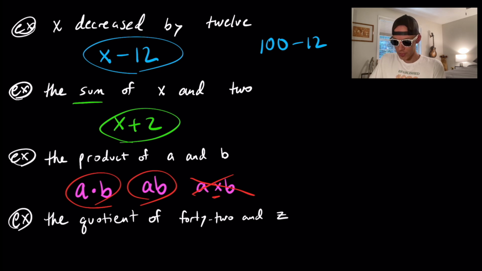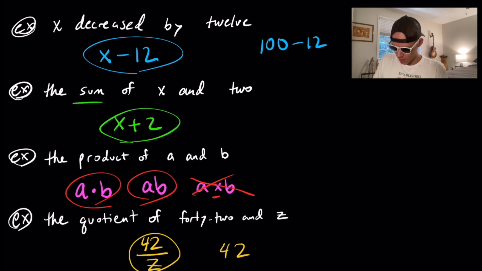All right, the quotient of 42 and Z. So quotient is the answer to a division problem. So 42 divided by Z would be another way to express that. So 42 over Z. And we want to write it like this versus 42 divided by Z. You hardly will see that division symbol the further along in math you get. So writing it as a fraction is the best way to do it.